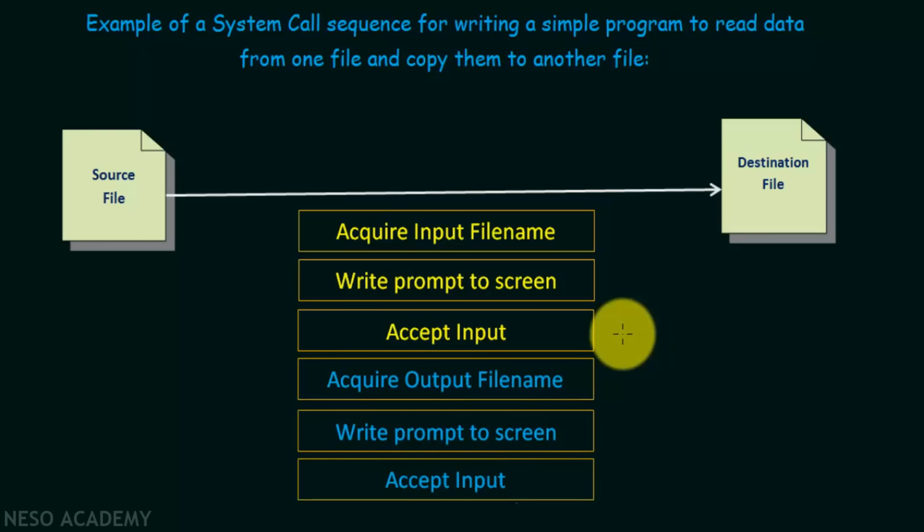Now after we have got the input file name, we need to get the output file name. That means the file to which we are going to copy the contents, this destination file name. So for that we need to acquire the output file name. So for that also we need a system call. And then we have to write the prompt to the screen. That means you have to display on your monitor asking the user, please enter the name of your output file. So to display that on the screen, you need a system call. And then we need to accept the input. That means when the user enters the name of the output file using his keyboard, you need to accept that input. So for accepting that input, you need another system call.